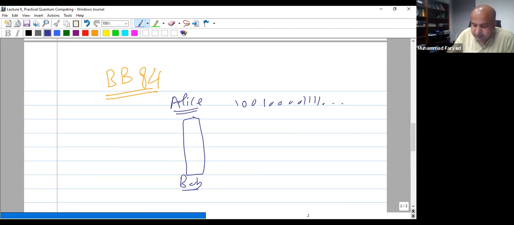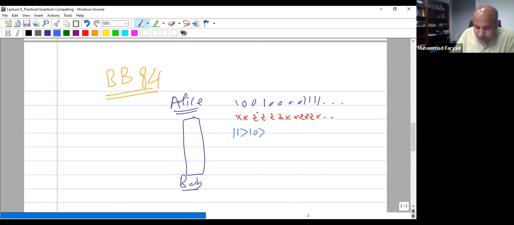Okay, so this is the message that she wants to send. The protocol is this: she randomly chooses a basis, let's say X, X, Z, Z, Z, Z, etc. Any random sequence of X or Z bases. That's what she's going to choose. And then she encodes her message in this basis. So 1 in the X basis will become the minus state, and 0 in the X basis will be encoded to the plus state.